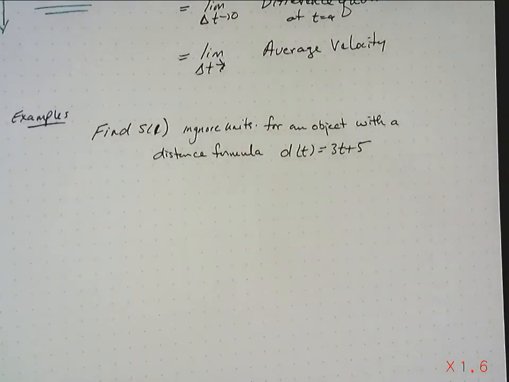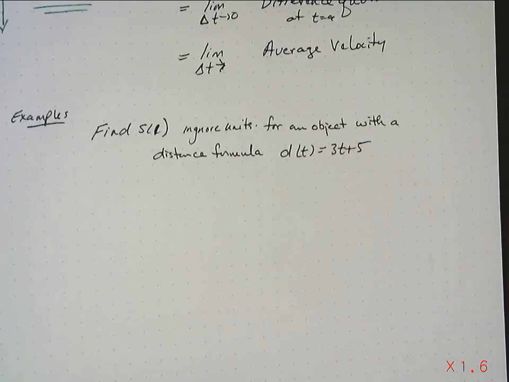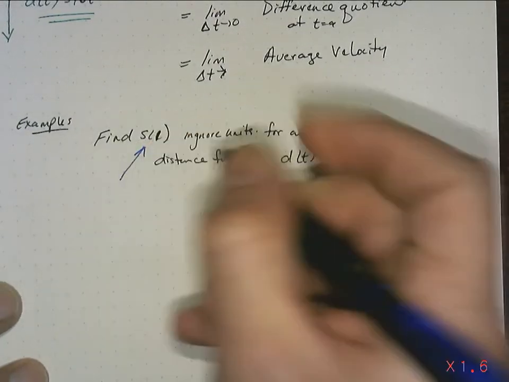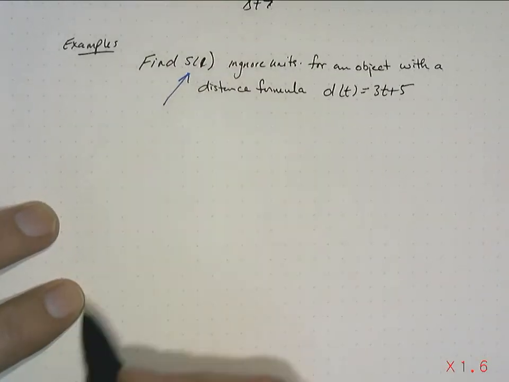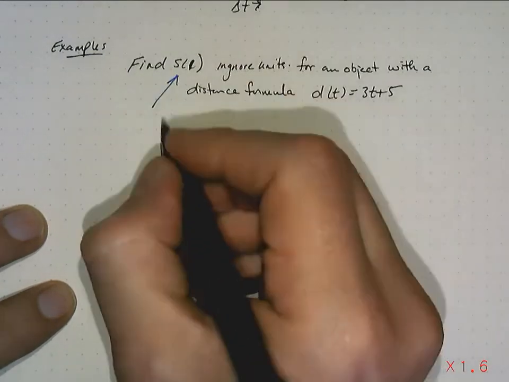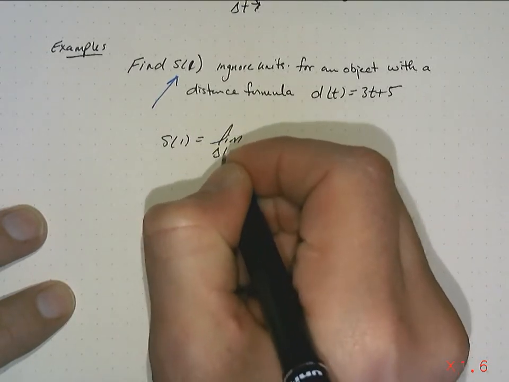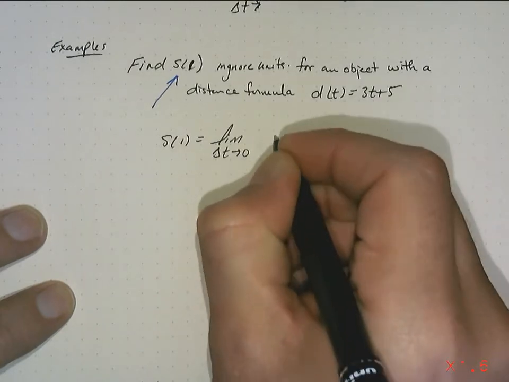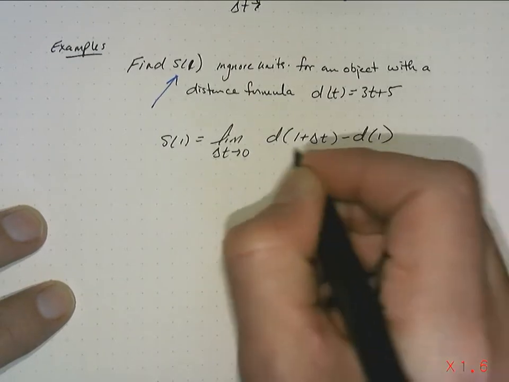So that's a different distance formula. This is not an object falling freely in air. Otherwise, Galileo would come and yell at us. It's a different distance formula. And they would like to know the instantaneous speed, and we know that because that was by definition up above. We said that whenever we have S of A, that's going to represent instantaneous speed. So the definition is going to be that the instantaneous speed at 1 is going to be given by the limit as delta t approaches 0 of the distance formula of 1 plus delta t minus the distance at 1, over delta t.